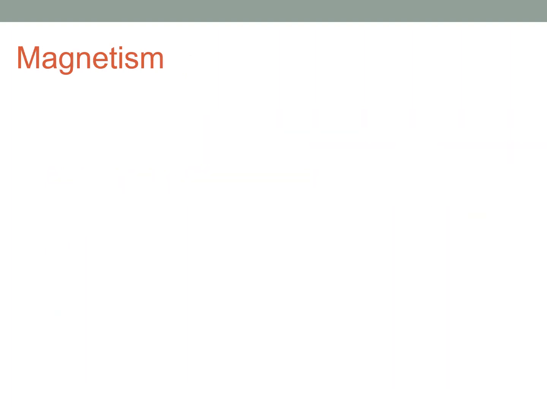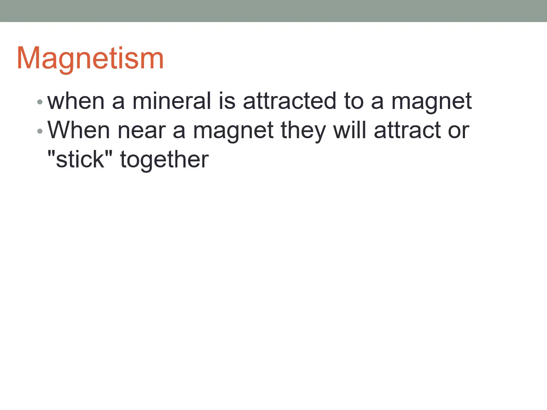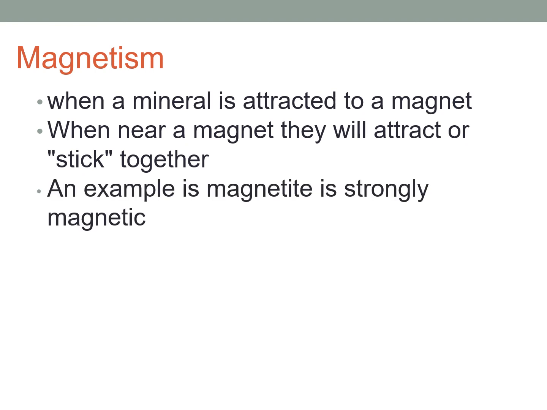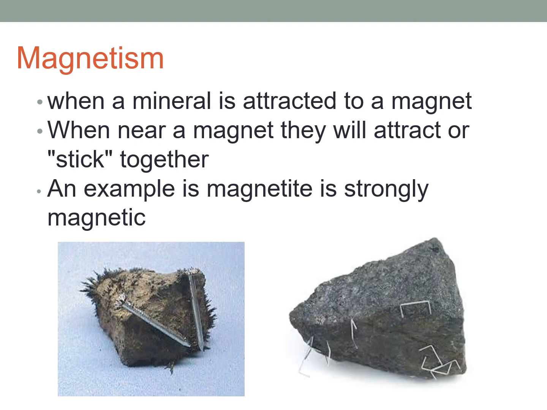All right, magnetism is always a fun one. It's when a mineral is attracted to a magnet, or it's attracted like a magnet. When things are near the magnet, they will attract or stick together. So an example might be magnetite. It acts like a magnet. You can see there's some magnetic properties because those nails are on it, our iron shavings. When we put staples near it, they stick to the mineral because this has magnetism. It has a magnetic property.